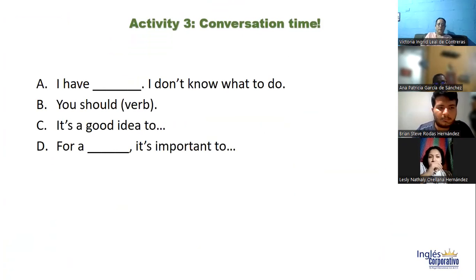And now it's conversation time. It's 8:42, so we have around 6 minutes to go to the breakout rooms and talk about health problems or other problems. Not only health problems, maybe you have other type of problems to tell your partners. For example, you can say, I have a toothache. I don't know what to do. What should I do? What do you recommend me?